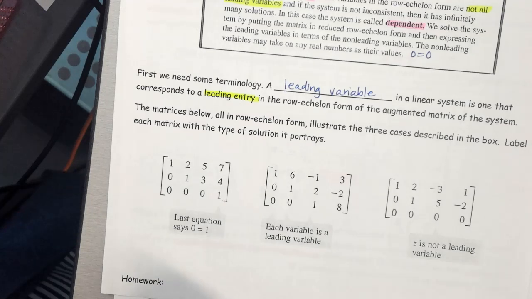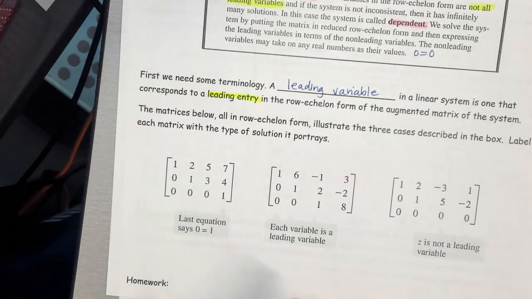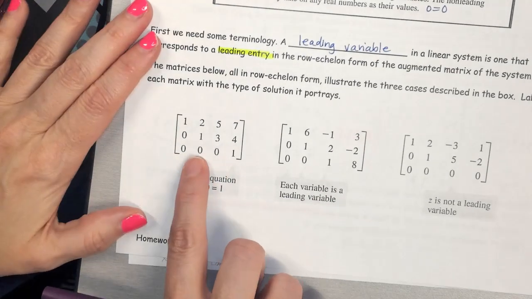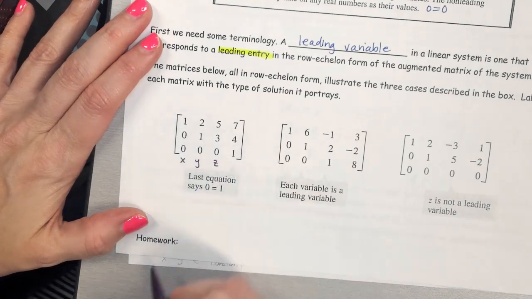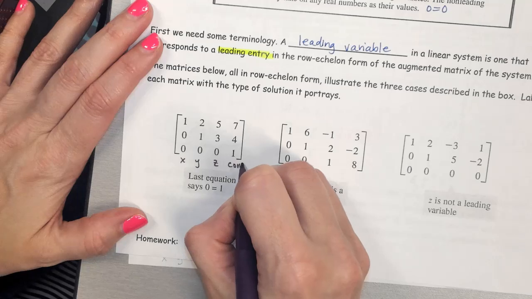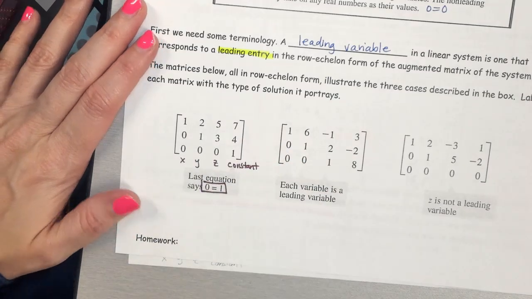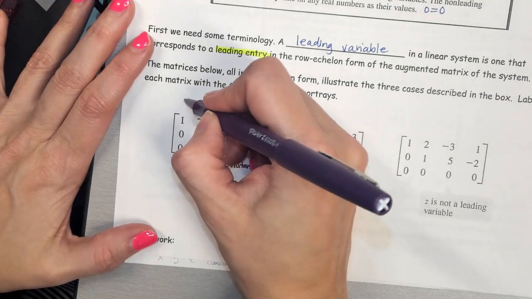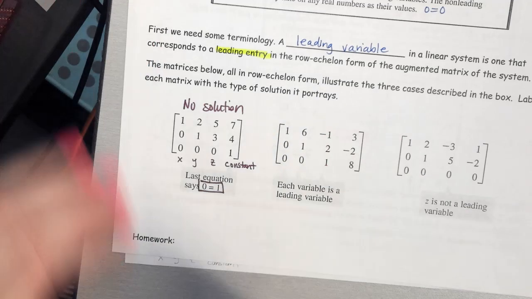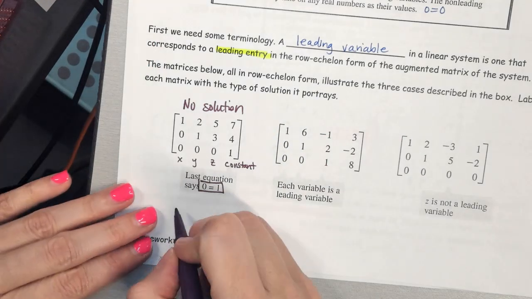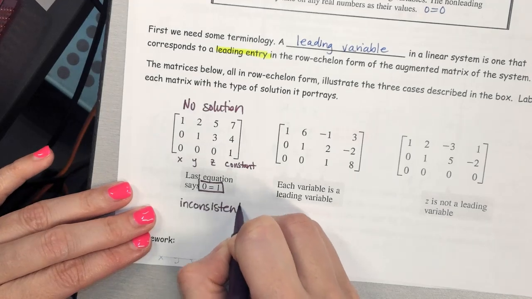So this first one here, this equation says 0 equals 1. Do you see how there's no 1 here? Because this is like your x, your y, your z, and then the constant. So the last equation says 0 equals 1. Is that true? No. So that's when you have no solution, if you have 0 equal to a constant. Okay, and we call that inconsistent. There's no solution.